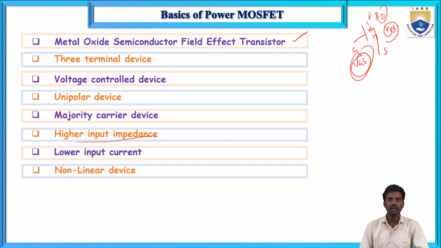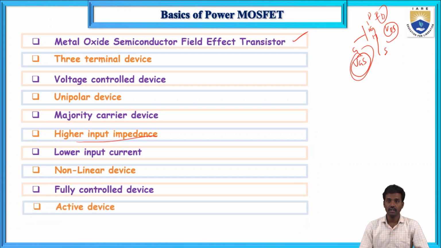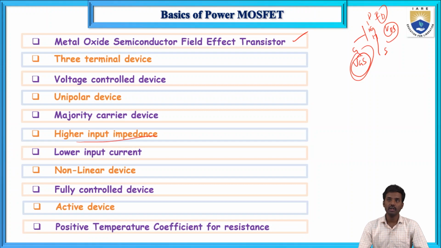And next, it is a non-linear device. The voltage current characteristics for this power MOSFET are non-linear, not a straight line, not passing through the origin. Due to that reason, it is known as a non-linear device, and it is a fully controlled device. Turning on and turning off is in our hand. It does not require any external commutating circuit to turn on and turn off. It is an active device. And next, BJT has a negative temperature coefficient for the resistance, but power MOSFET has a positive temperature coefficient for the resistance.